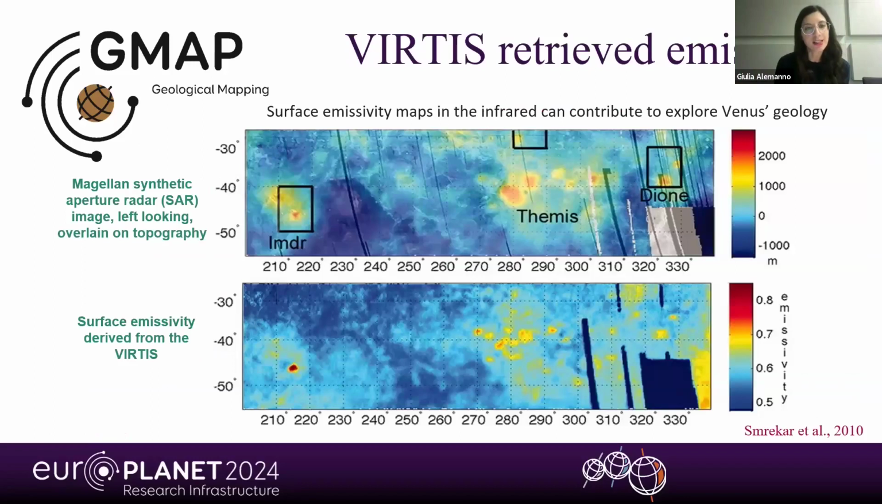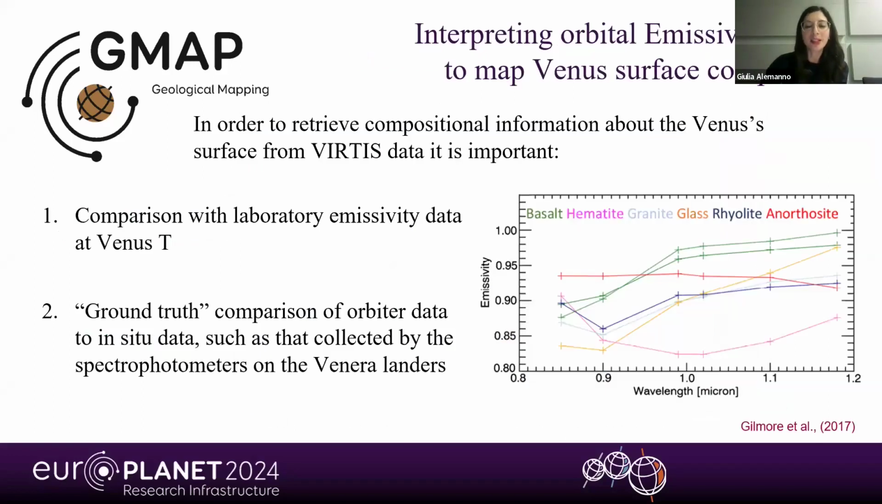You can see the same here. The map on the top is the Magellan radar map, while the map on the bottom is the surface emissivity map retrieved from VIRTIS data. And you can see how the emissivity anomalies also here match the topography behavior in the map on the top. So we know how to link emissivity with morphological features, but how can we retrieve mineralogical information, rock composition information, from the emissivity data?